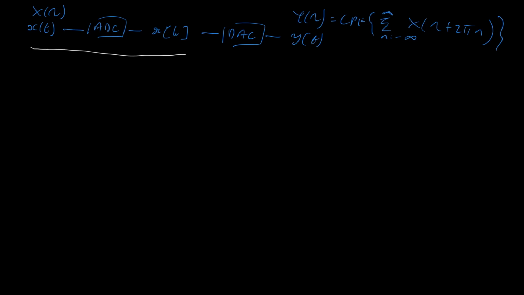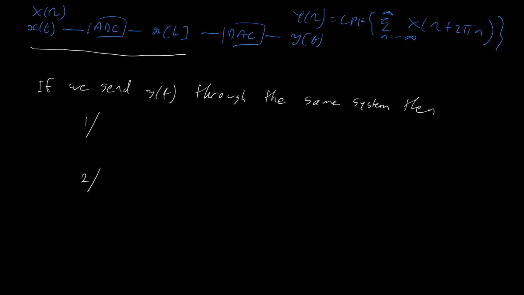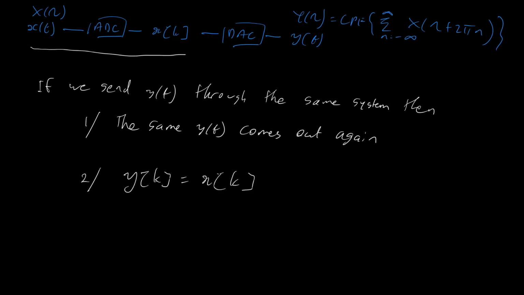What we have here does not seem very helpful until we realise two key properties we have. Consider taking y of t and sending it back through this same system again. Because y of t is band limited, that's what this low-pass filter is doing, it means that if we send y of t through this system, then we get y of t coming out, the same signal. The second key property is that if we send y of t through this system here, then the samples y of k are equal to the original samples x of k.